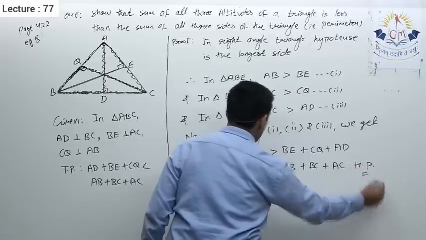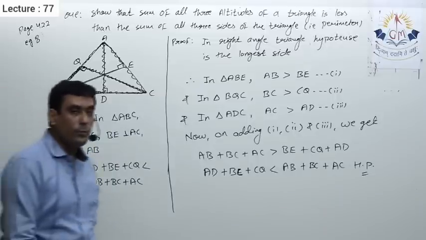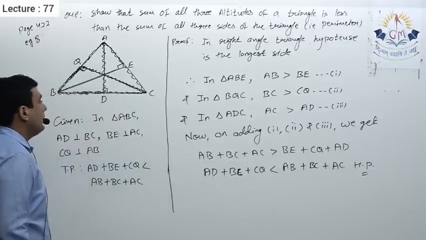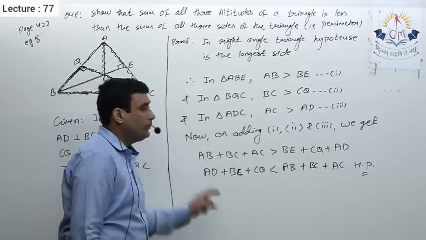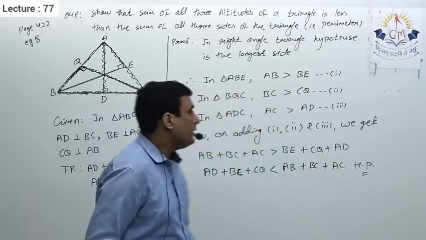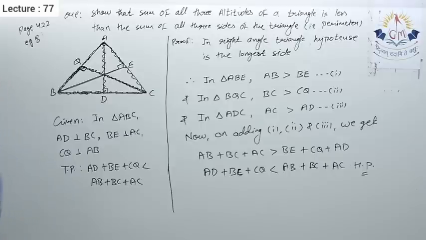Hence proved. Okay, so you have to remember this for your MCQ purpose, or true false or column matching. That means, in short, for objective purposes you have to keep in mind that the sum of all three altitudes of a triangle is less than its perimeter. Please note it down, then we'll see the next question.